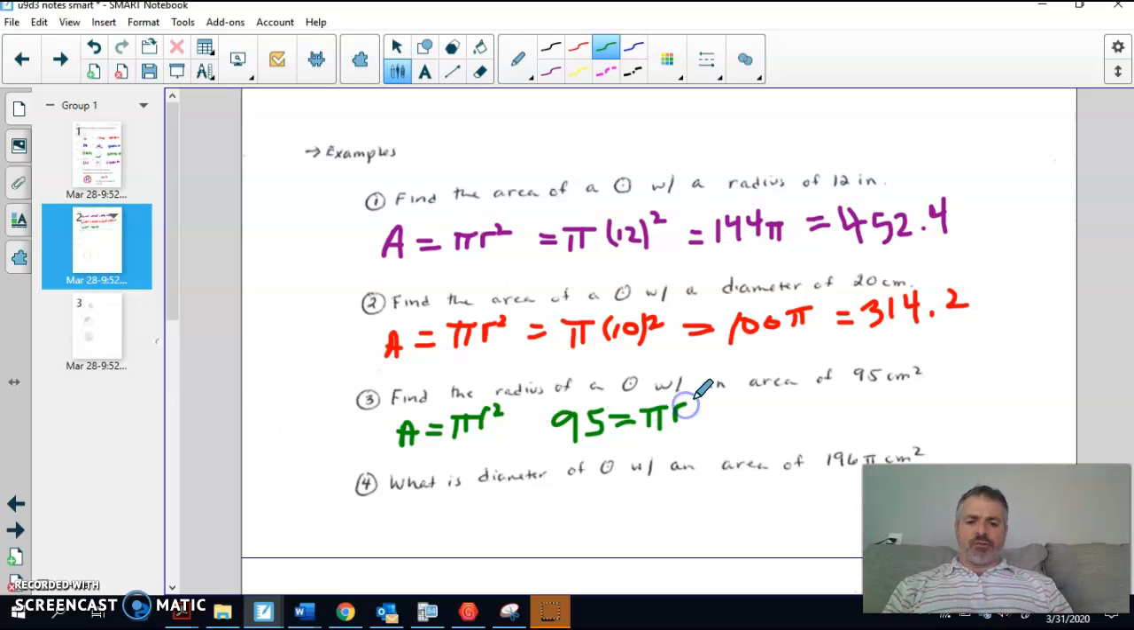So now I need to solve this for r. Well, in order to do that, I've got to get everything away from the r. I've got this squared, and I'm going to take care of that later. First thing I'm going to do is get rid of this pi. It's multiplying itself times the r, so I'm going to get rid of it by dividing. And I can't just do it to one side; I have to do it to both sides. So on my calculator, I'm going to do 95 divided by pi, and that's what r squared will equal. Then we'll take care of that squared.